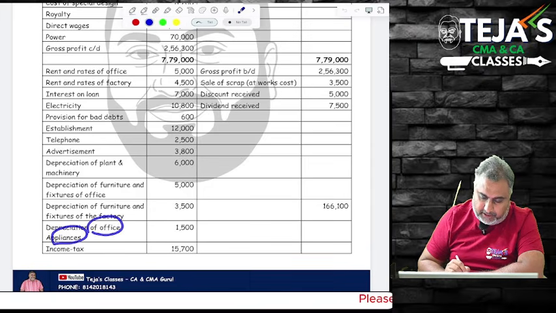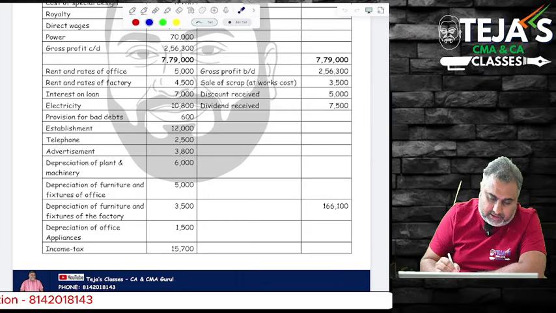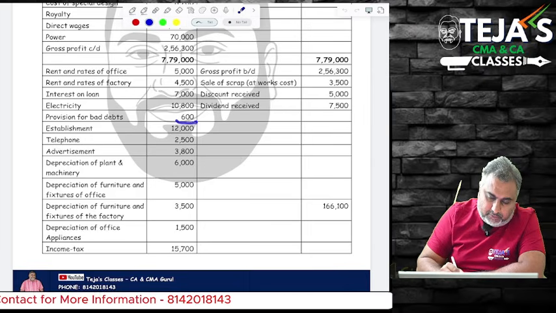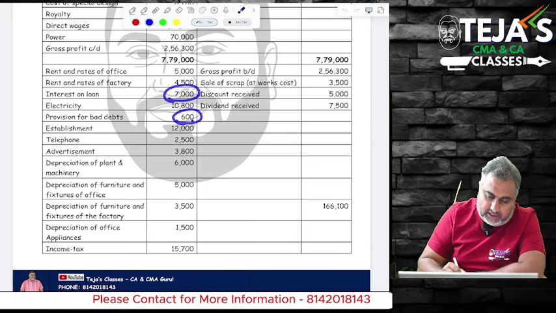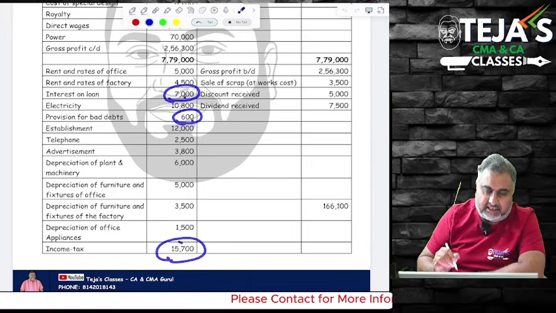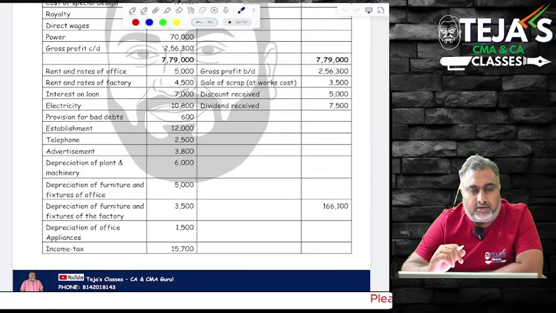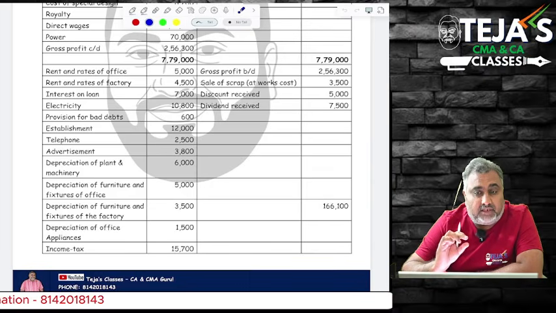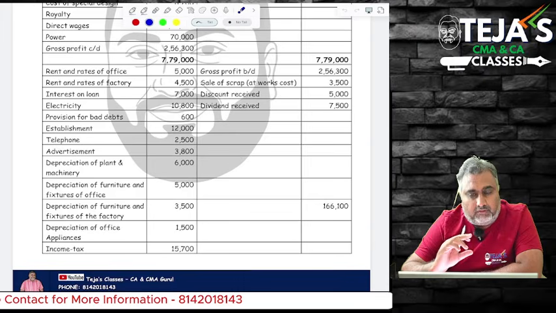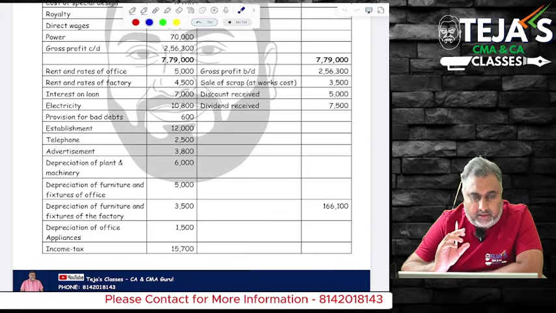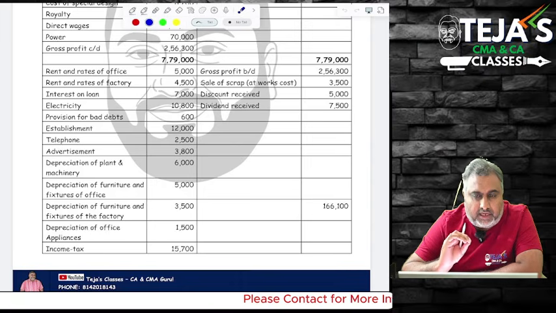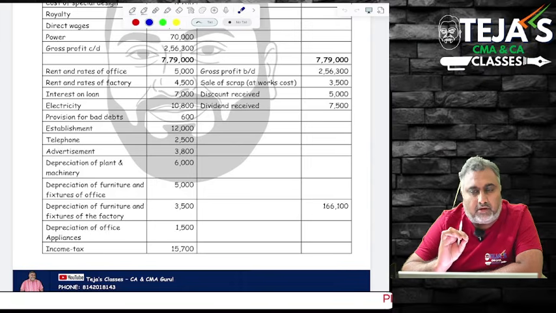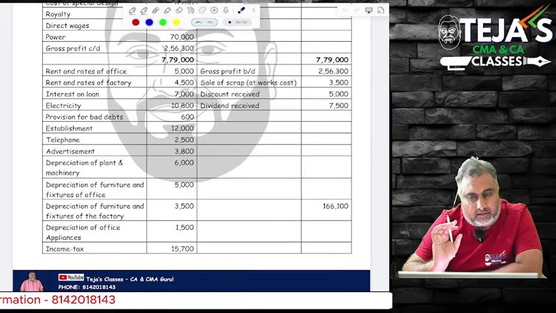Depreciation of office appliances, income tax. If you understand here, one is provision for bad debts, second is interest on loan, third is income tax. These three are purely financial nature of items. And one more point you need to remember: financial items are never included in the cost sheet while we are preparing our cost sheet.